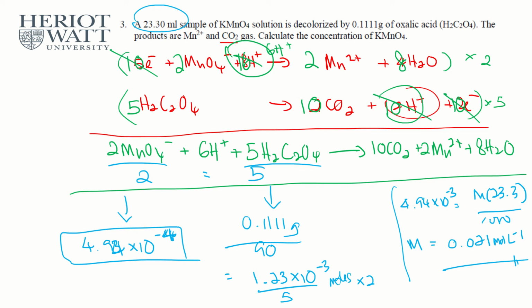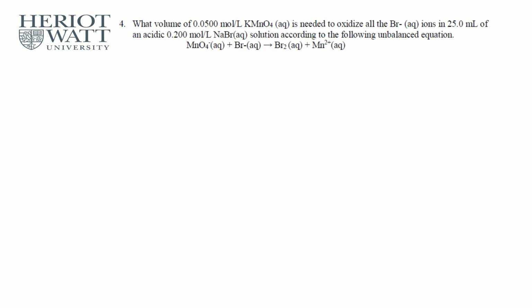Okay, basically the same thing, just that we have to construct our own half equations, get the ratio, and then only we can get the answer. Okay, number 4. What volume of 0.05 mole per liter of CaMnO4 is needed to oxidize all bromide ions in 25 ml of acidic 0.2 mole per liter of sodium bromide, according to the following unbalanced equations. Okay, as usual, we need the half equation.